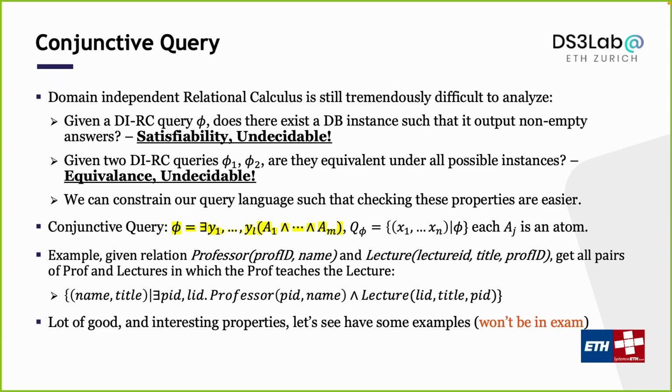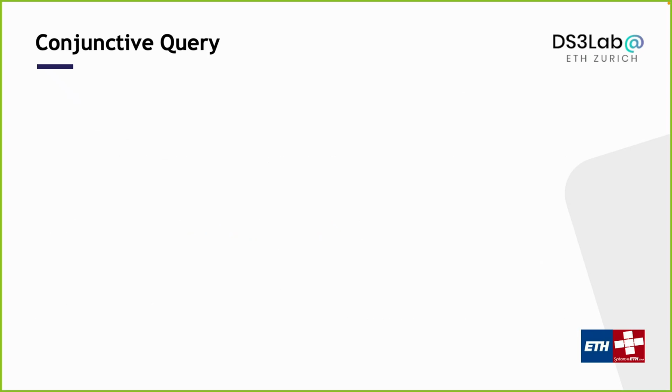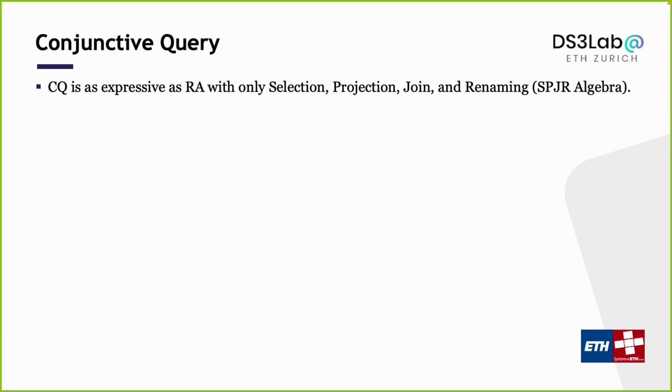So why do we need this? It's because once you constrain your syntax, you are able to get a lot of good, very interesting properties. We are not going to put those properties in the exam, so don't worry about it. But I still want to take this lecture to look at those really beautiful properties that you get in conjunctive query. So what are the things that become easier in conjunctive query?